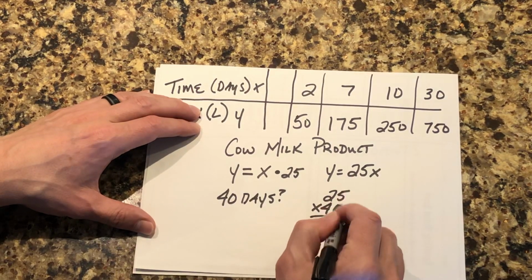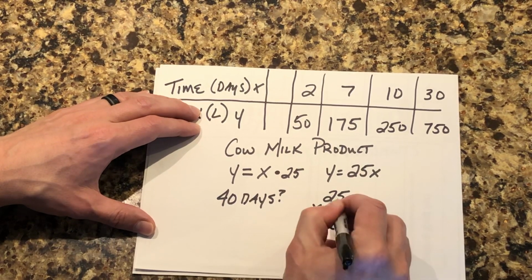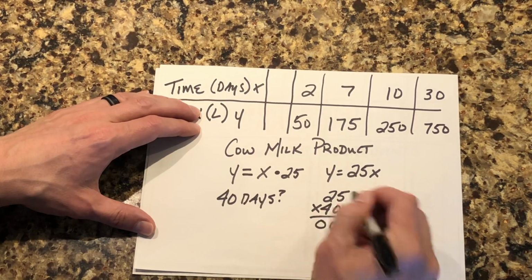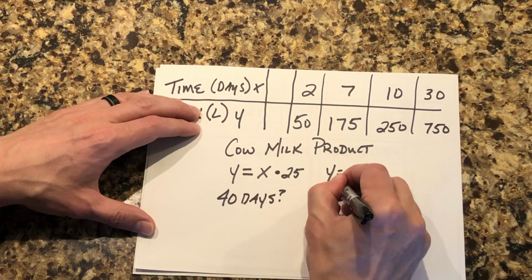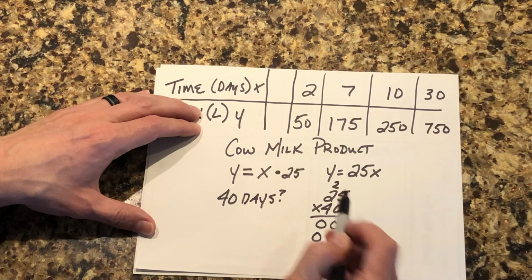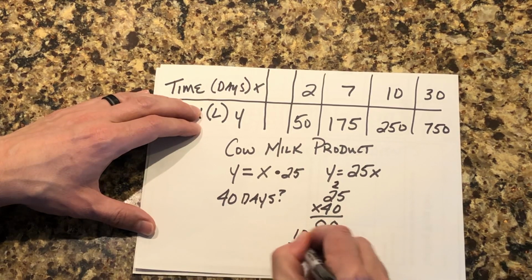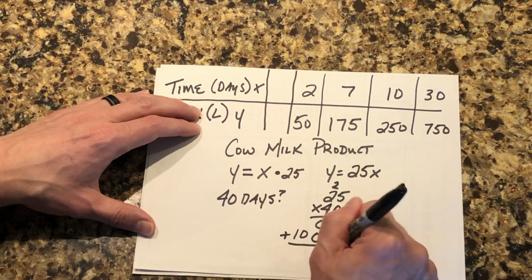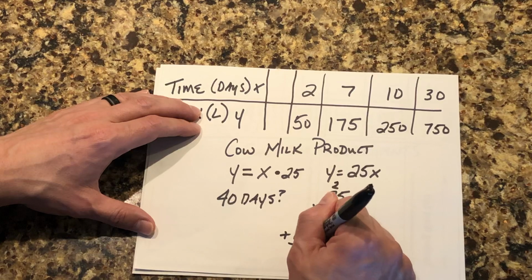So I know that 0 times 5 is 0, 0 times 2 is 0. I do the X thing. 4 times 5 is 20, and 4 times 2 is 8, plus 2 is 10. And then I add them up. 0 plus 0 is 0, 0 plus 0 is 0, 0 plus 0 is 0.